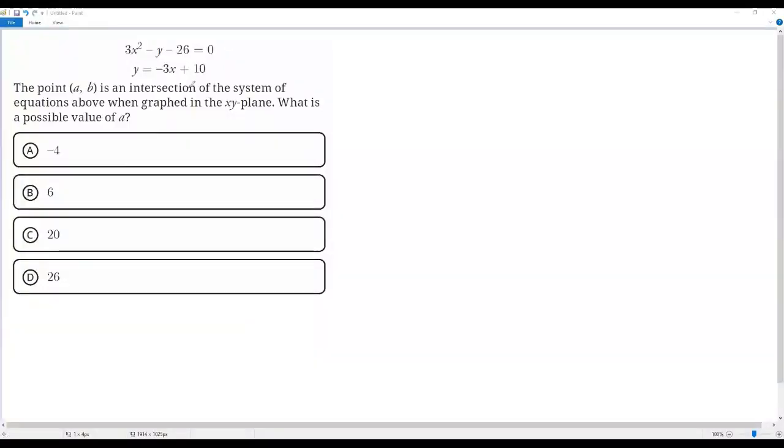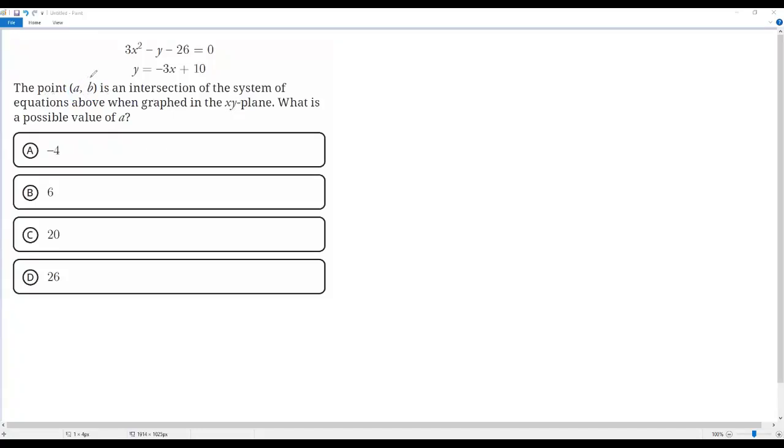Here we have a SAT math question. Here we have a system of equations. In the given system, one of the equations is quadratic and the other one is linear. The point (A, B) is an intersection of the system of equations above when graphed in the xy-plane. What is the possible value of A?